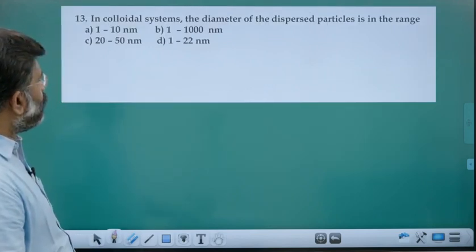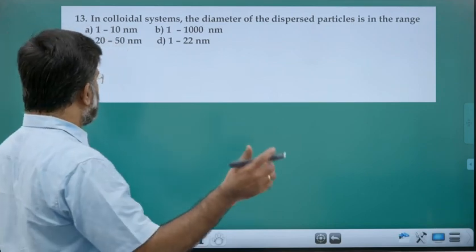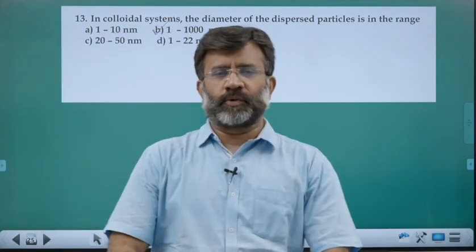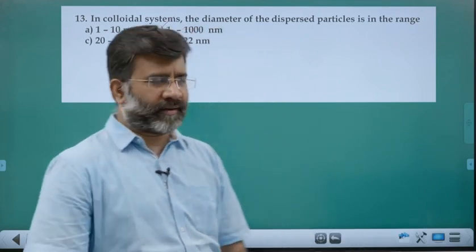The diameter of the dispersed particle, the size of a colloidal particle, is a fundamental question. 1 to 1000 nanometer, that is the size range of colloidal particles, option B.